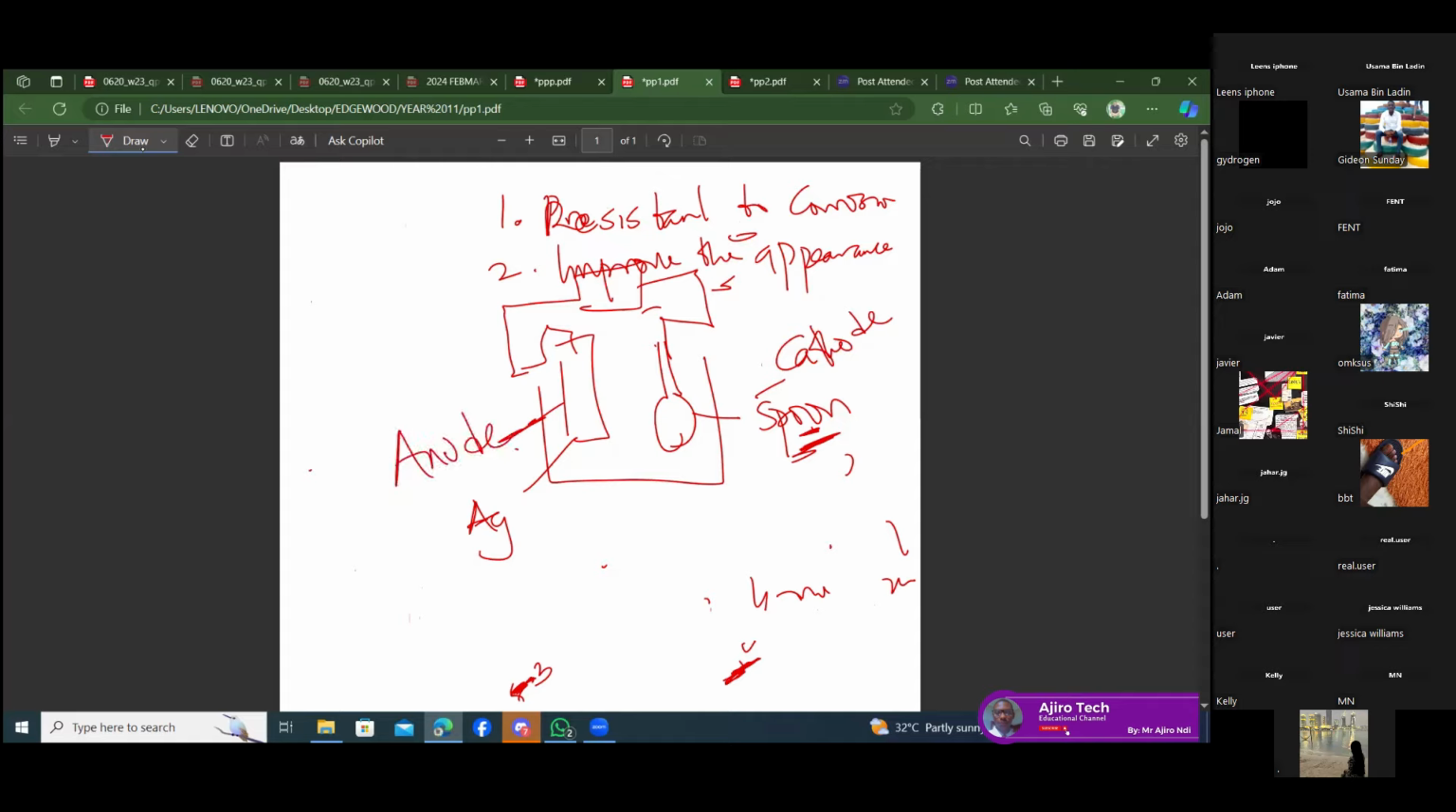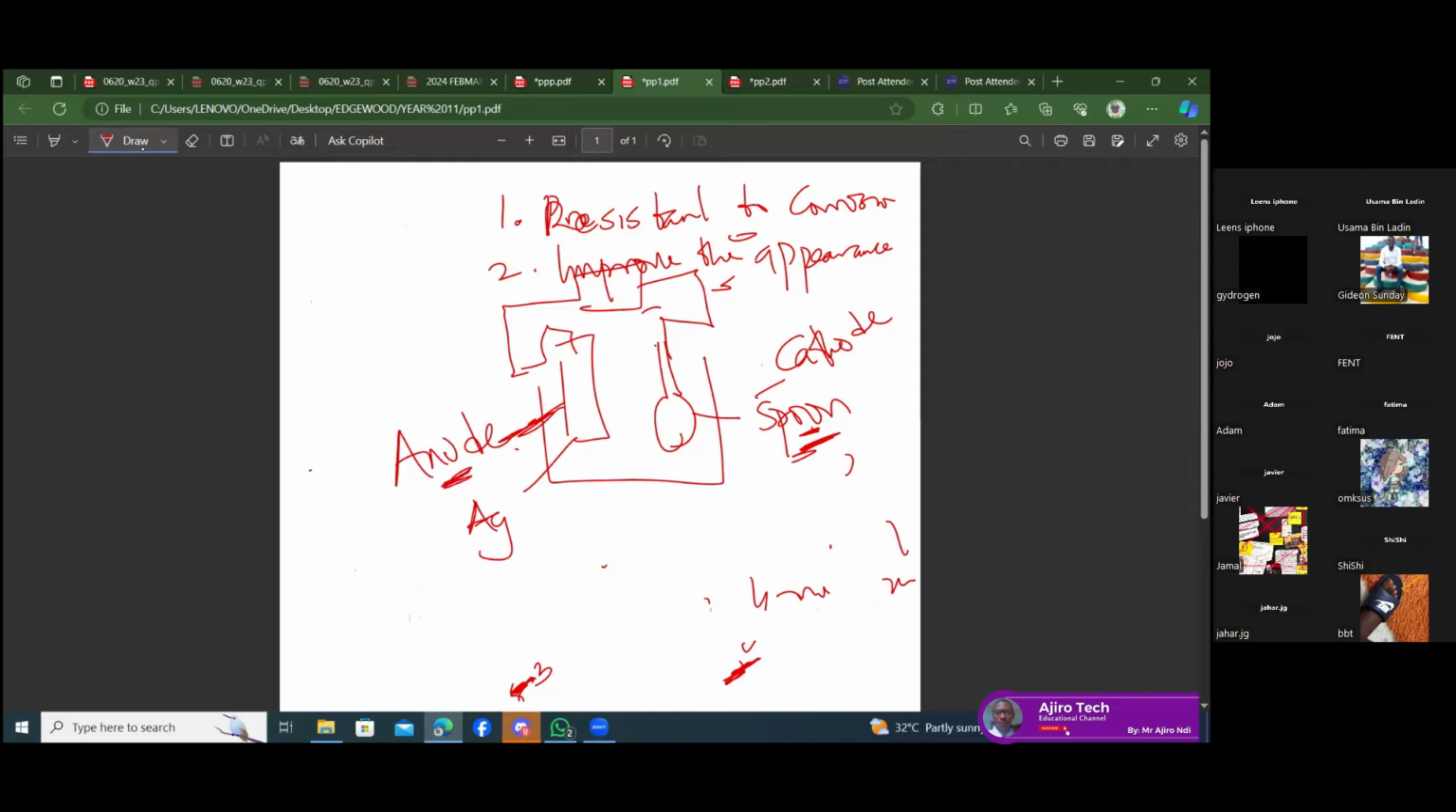The metal I want to use to electroplate should always be at the anode, because loss of electrons occurs at the anode, while the material I'm trying to protect should always be at the cathode, because gaining of electrons occurs at the cathode. Now, the electrolyte must contain the metal, which is silver nitrate. I have to use an ionic compound that contains the metal I want to use to electroplate. So these are the things you need to know about electroplating.